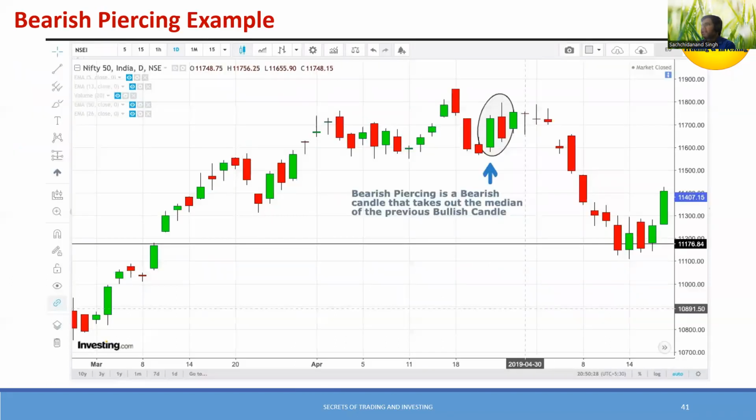Some examples from the live market: this is the Nifty 50 chart. If you look at these two candlesticks, the first one is the standard, typical bullish candle, a green candle, and the second one starts with a little gap up and then closes below half of the bullish candle. So this candlestick combination is one of the good examples of bearish piercing.